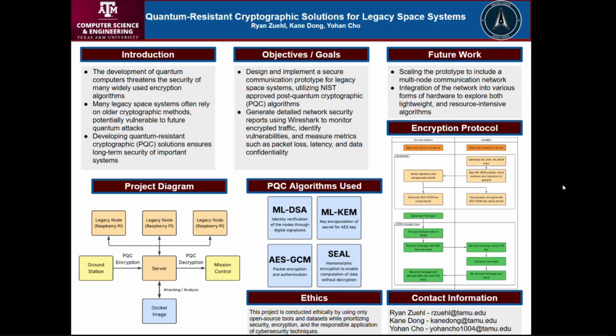Looking at our project diagram, we designed this communication network to include a ground station, which emulates collecting and sending data, a central server, which facilitates communication between clients, a network of legacy nodes, which emulate the limited resources of legacy systems, and a mission control, which is the final destination of received information.